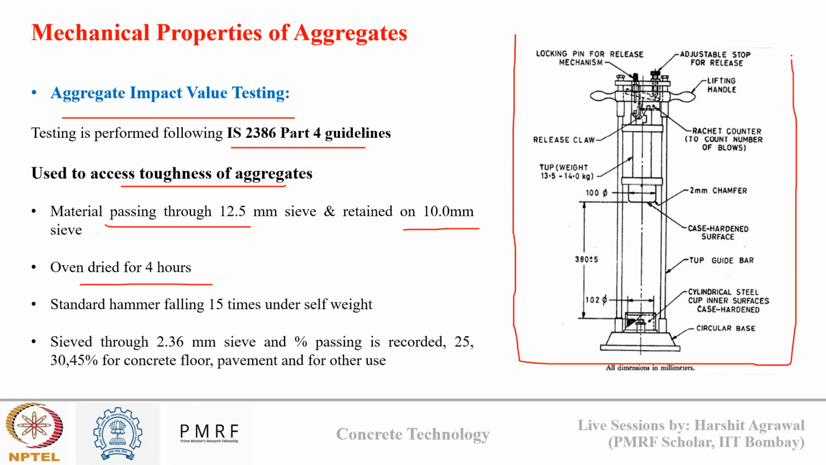So, this is the testing setup for impact value. I have aggregate that is loaded here. In this cylinder I have completely filled the aggregate in 3 layers, 3 layers for proper compaction. I filled the aggregate, and I have this load here, and there is a key here. So what happens, I have a stand.